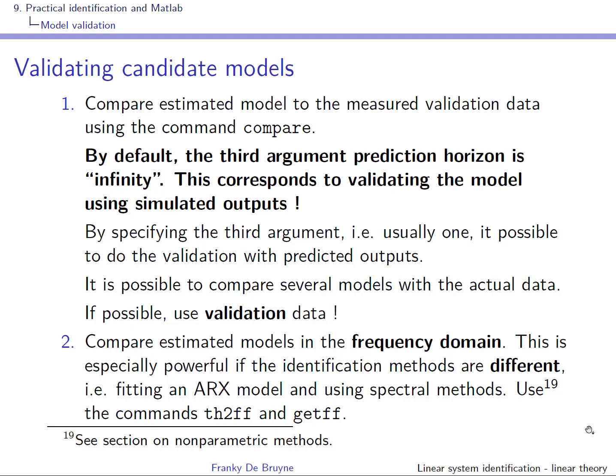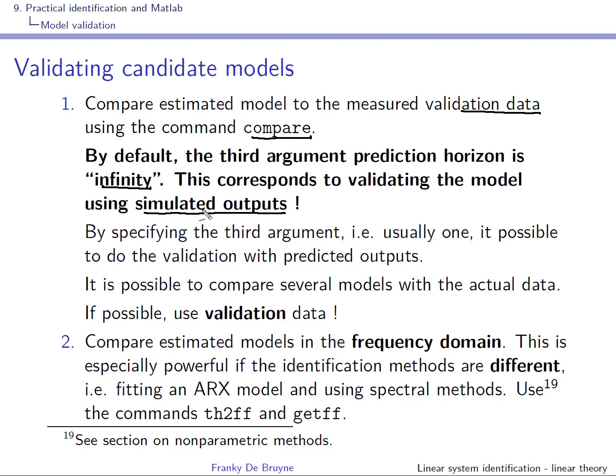I will now give you a little summary on model validation. We have seen some of this stuff before, but I'll put the focus on Matlab. To validate the candidate models, you should work with the validation data, and the command is compare. I've stressed the fact that this third argument, which is the prediction horizon, is very important. If you don't use this third argument, then it's automatically chosen as infinity, and this corresponds to validating the models using simulated output. So you'll put the focus on simulation.